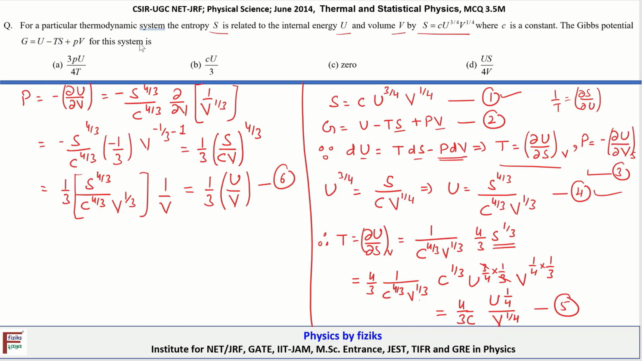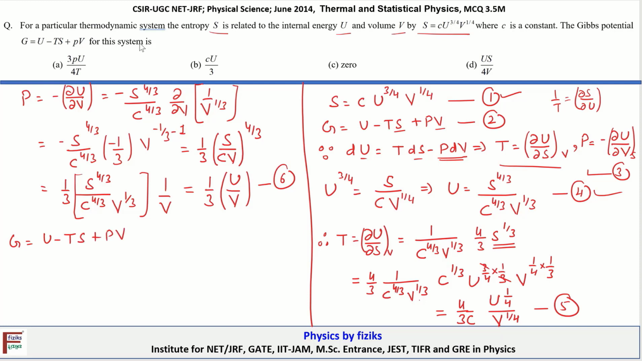So now we have obtained the expression for the temperature as well as pressure. Now we can immediately find the value of G, that's the Gibbs free energy or Gibbs potential. That is equal to U minus Ts plus PV.